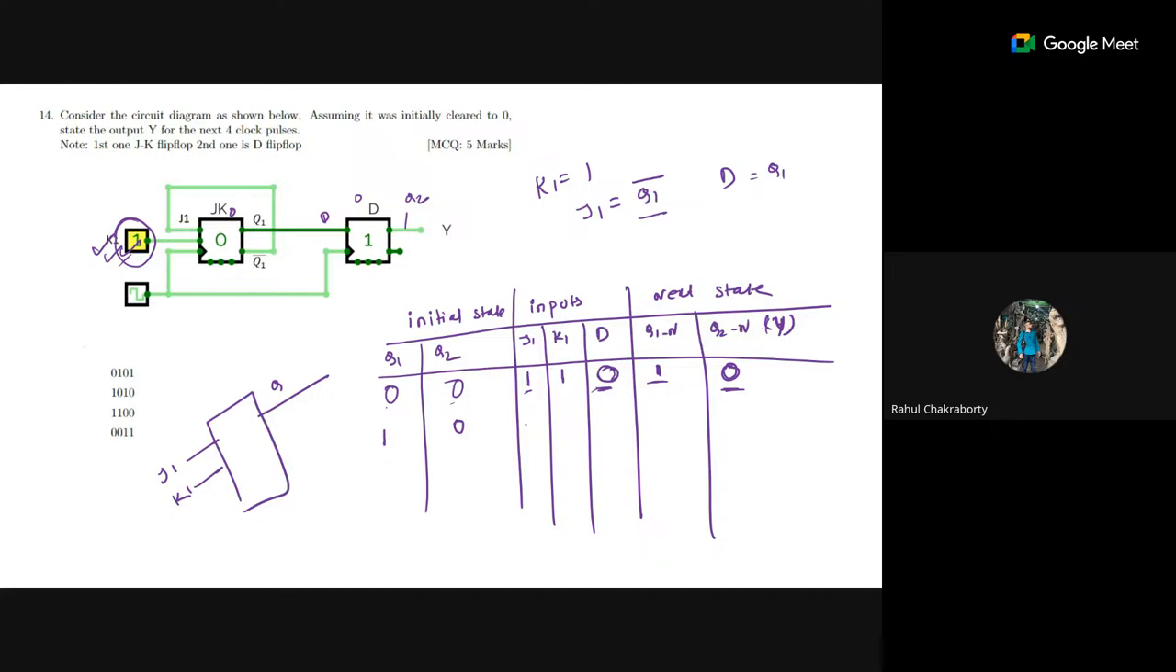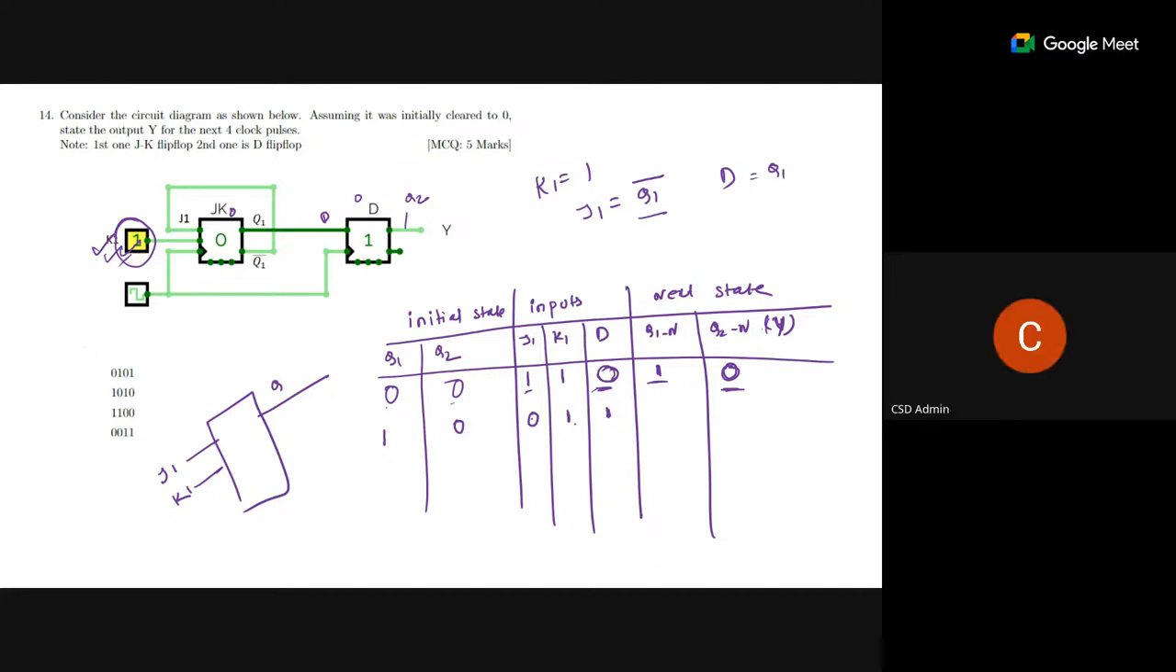So for 1 0, what was it? J1 becomes 1. But no, it is Q1 bar. Yeah, J1 is Q1 bar, so it will be 0. Oh, okay. J1 remains 1. Q1 bar, 1, 0, and it's 1. And D will be 1. D will be Q1, 1.